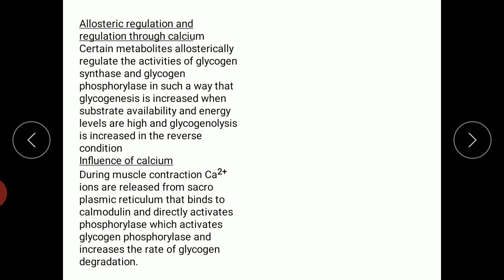For that, glycogenesis is initiated. Think of the opposite condition. Low energy level. We need energy. If you need energy, you need more glucose. If you need more glucose, glycogen should be broken down to release glucose. So, low energy level condition will promote glycogenolysis.